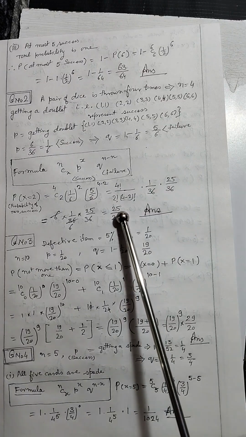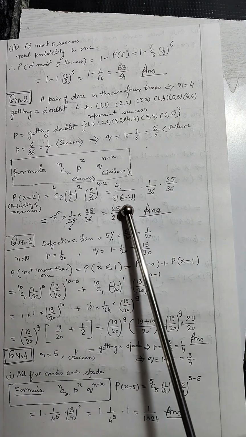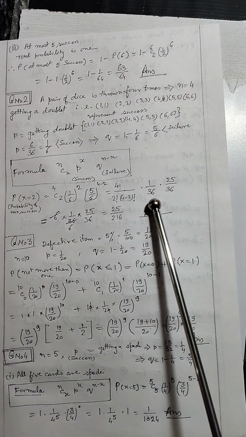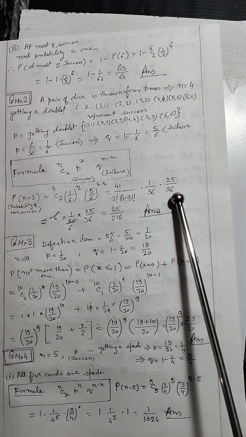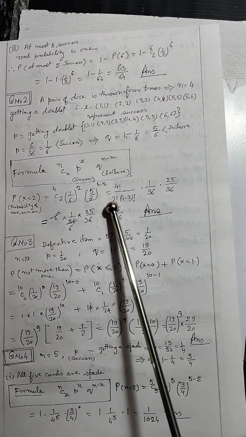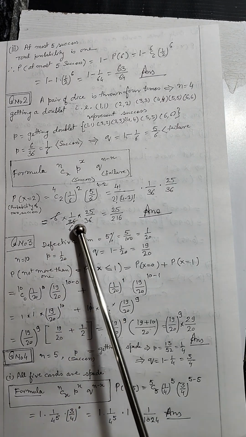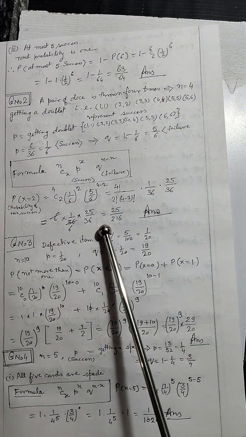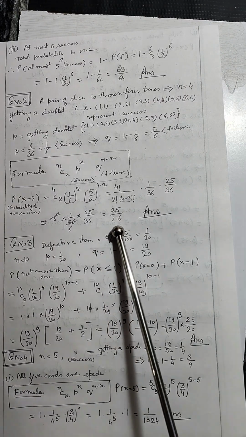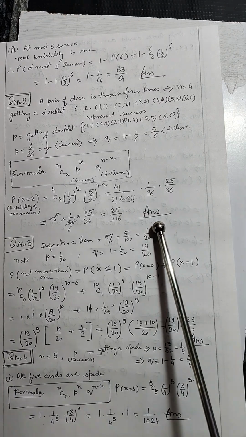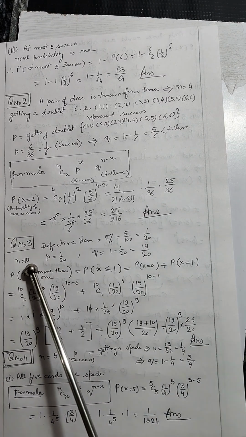It will be 4 factorial upon 2 factorial into (4 minus 2) factorial into 1 by 36 into 25 by 36. So it will be equal to, after solving you will get here 6, 1 by 36, 25 by 36. Further simplify it, you will get 25 upon 216, and this is the required answer of question number 2. Now come to the question number 3.